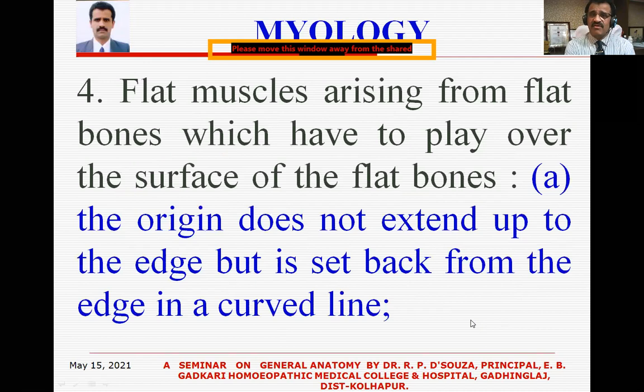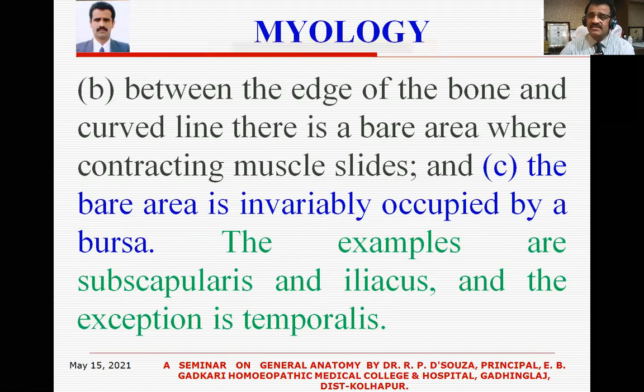Flat muscles arise from flat bones and have to play over the surface of the flat bones. For example, the origin does not extend up to the edge, but is set back from the edge in a curved line. Between the edge of the bone and the curved line, there is a bare area where the contracting muscle slides, and this bare area is invariably occupied by a bursa. Examples are subscapularis, on the scapula, and iliacus, on the anterior surface of the iliac part of the hip bone. The exception is also temporalis.